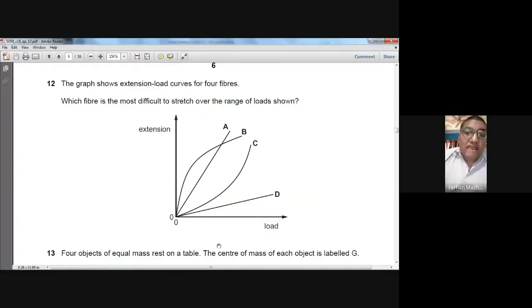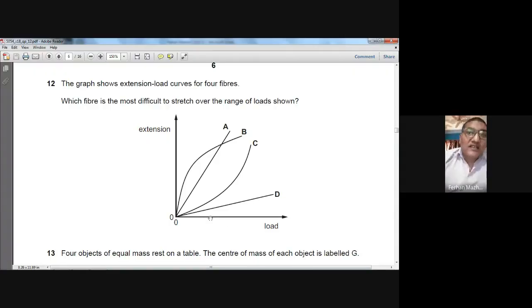The thing that is difficult to extend is the one whose graph is less steep, whose graph's gradient is less. Because, for example, if you take this load, go to the graph, it produces only this much extension. From the same load, if you go to the C, it produces this much extension. So you see, the same load produces less extension in D.